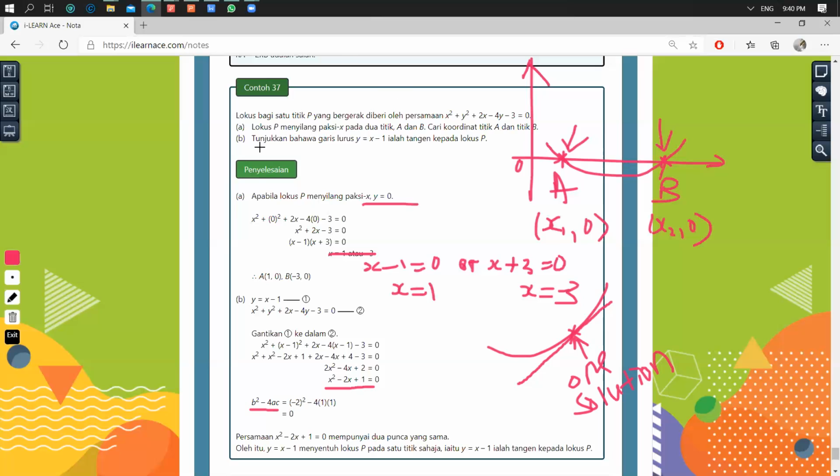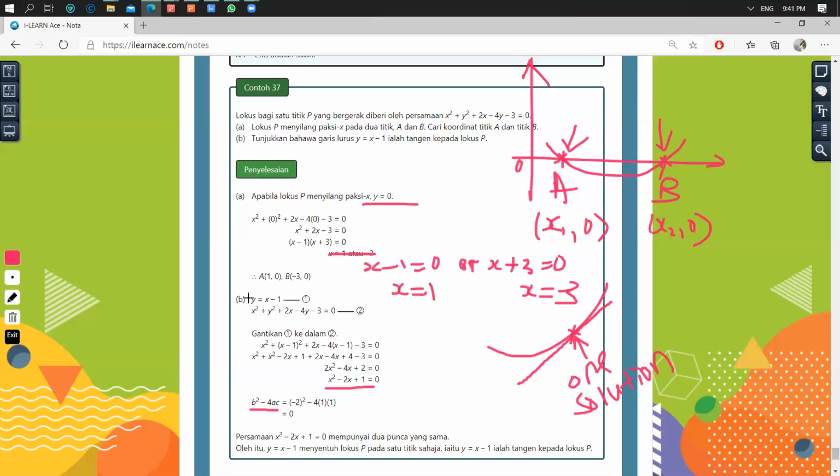Yeah, this is okay. I just forgot what the question wanted to ask us. We have to show that this line is the tangent. So how to show it? We need to show that b squared minus 4ac equals to 0, because b squared minus 4ac equals to 0 is showing that these two equations only have one solution, meaning they are only touching at one point, they intersect at one point only. Okay, so this is the final aim. If we manage to show that b squared minus 4ac equals 0, then we can show that the straight line here is tangent to the locus.